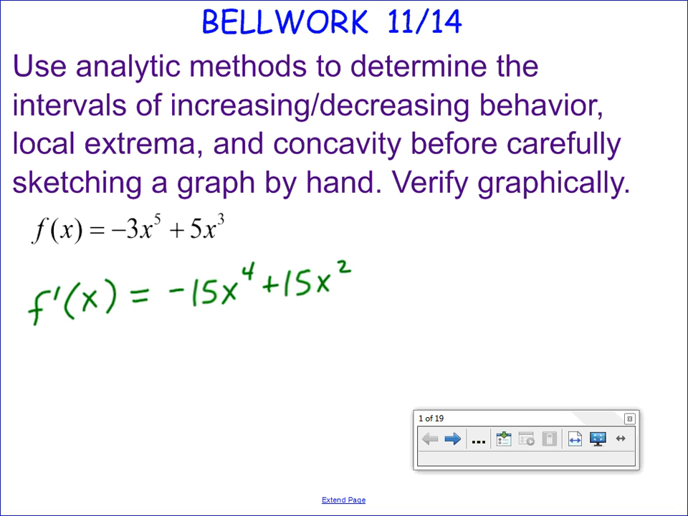And as I survey my f prime function, polynomial, no values of x are going to make this undefined. So all I need to do is to consider when this equals 0. So I'll go ahead and write it in fully factored form and then set each individual factor equal to 0 and solve, since we're dealing with polynomials. So I'm going to grab maybe a negative 15x squared just to make my leading coefficient and the remaining factored form positive. So x to the fourth. Sorry, so x squared times x squared is x to the fourth. And then minus 1 equals 0.